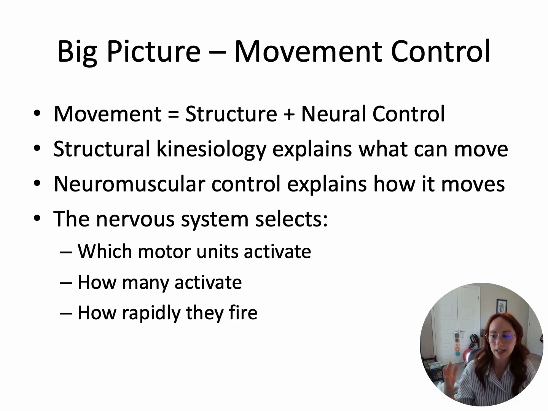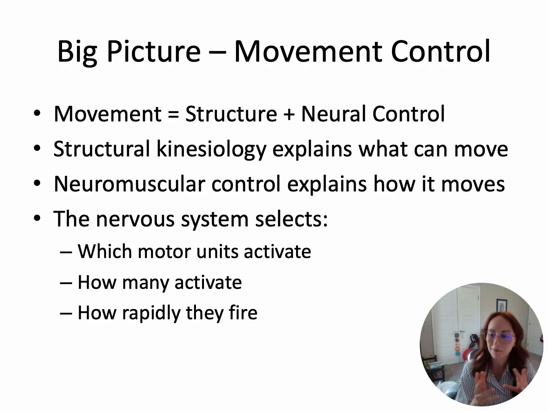And so the big picture, why does this matter? Movement comes from the structural pieces, so our muscles and their role, what they're able to do, their capability, and then the neural control, so our nervous system's ability to innervate the motor neurons, innervate more muscle units or motor units.